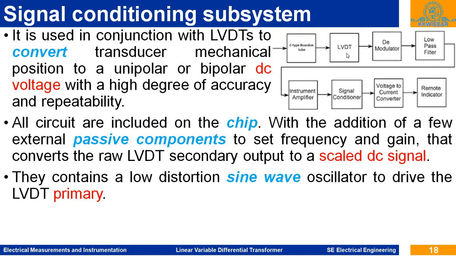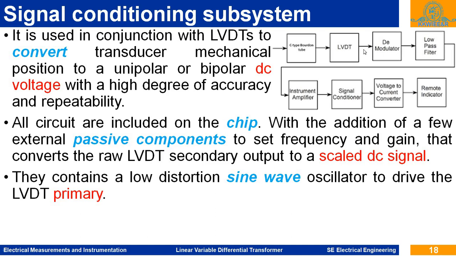So this LVDT can be used as a secondary transducer. A C-type bourdon tube is used as the primary. This is an example of pressure measurement. The free end of this bourdon tube is connected to the iron core of the LVDT. Then next is a demodulator circuit. After that there is a low pass filter.